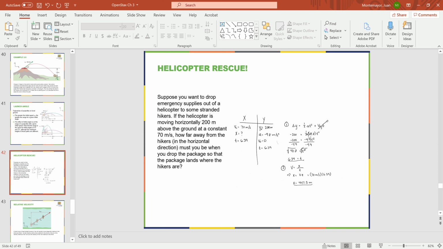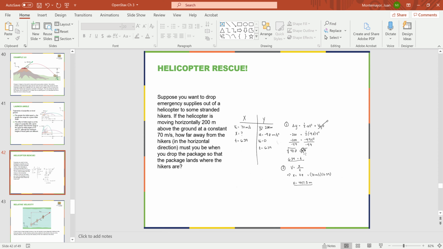So we have 1/2 times negative 9.8 gives us negative 4.9. Divide both sides by the negative 4.9 because we are trying to isolate this t. And once we do that, square root both sides, you get 6.39 is our time. That's how long it takes for the supplies to drop down to the hikers. And the reason we're finding out our time is that it would help us figure out exactly how much longer before we have to drop them.